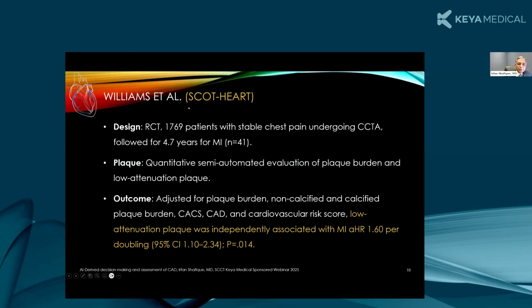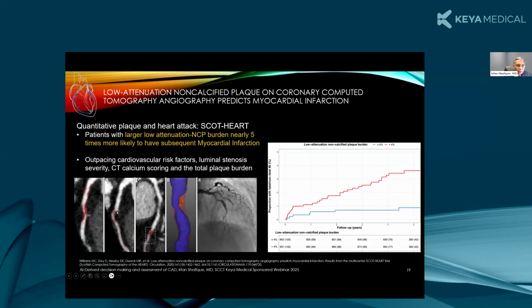Now, this is the SCOT-HEART study, which showed that low attenuation plaque was independently associated with MI. And that is a very significant finding. If you look at this, there is a low attenuation plaque here, you can see it right there. If the patient has more than a 4% burden of non-calcified low attenuation plaque, they are actually 5 times more likely to have a subsequent MI. So this is all from looking at the plaque characteristics.